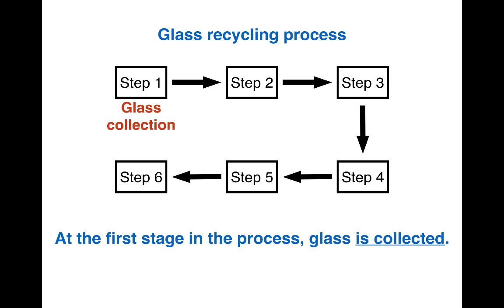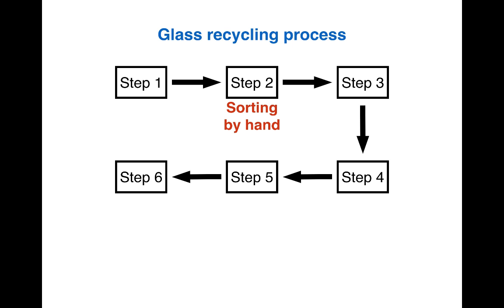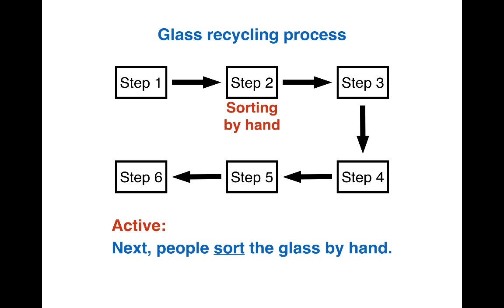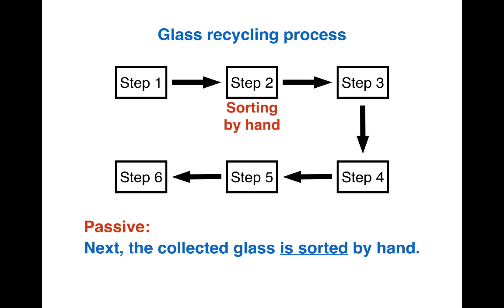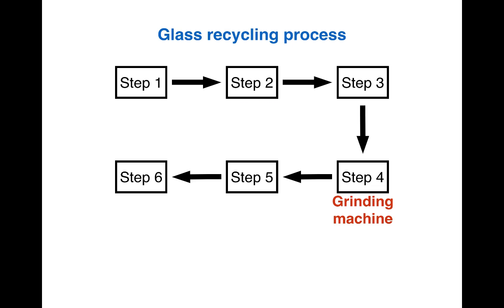Let's look at another example with step 2. Imagine this is sorting by hand. We could write an active sentence, which would be, next, people sort the glass by hand. Or we could write a passive. I would prefer the passive in this case. The passive would be, next, the collected glass is sorted by hand, instead of using the word people. We don't need to talk about the people. We can say the glass as the subject. The glass is sorted.